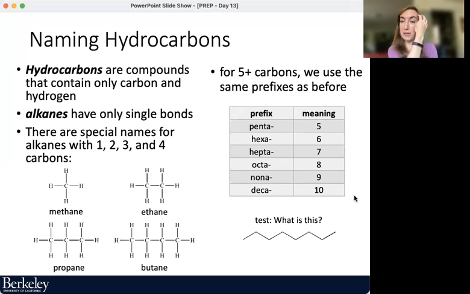So if you remember, on day 5, we talked about line drawings. And so if you need review on line drawings, I'd recommend going back to day 5. We also reviewed it on days 6 and 7. So wherever a bond is drawn that doesn't end, that isn't specified what it ends in, it's a carbon. So I'll give you just a second to think about, count the carbons here and see if you can come up with the name of this molecule.